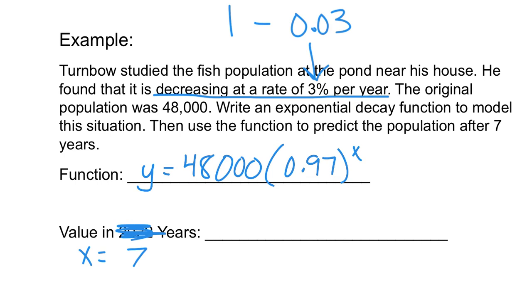So 48,000 times 0.97 to the 7th power gives me a total fish population of 38,783. It says 0.17655, but again, because it's fish, we're going to round it to a whole number. 38,783 fish remaining in the pond after 7 years.